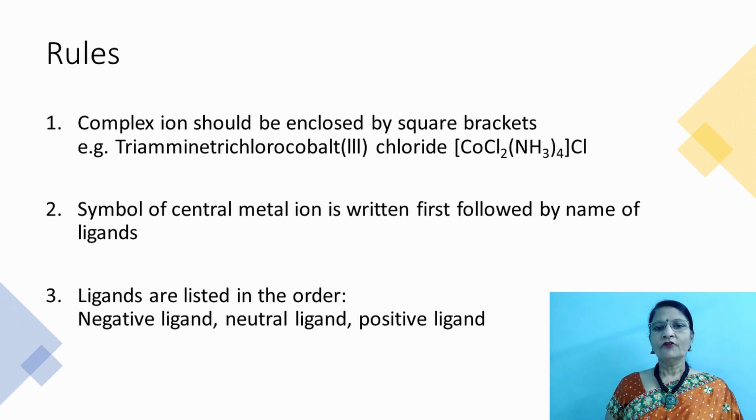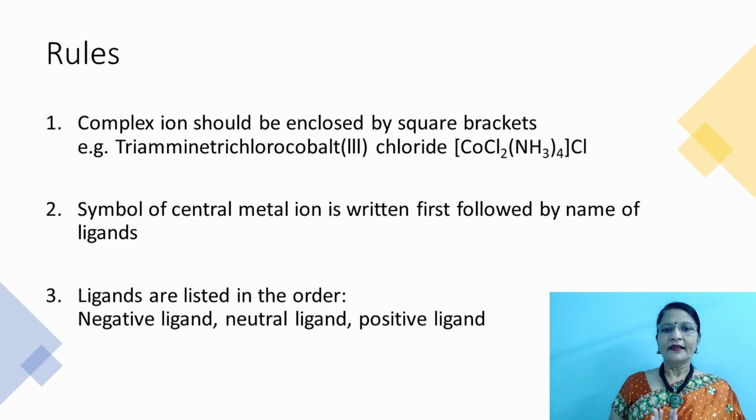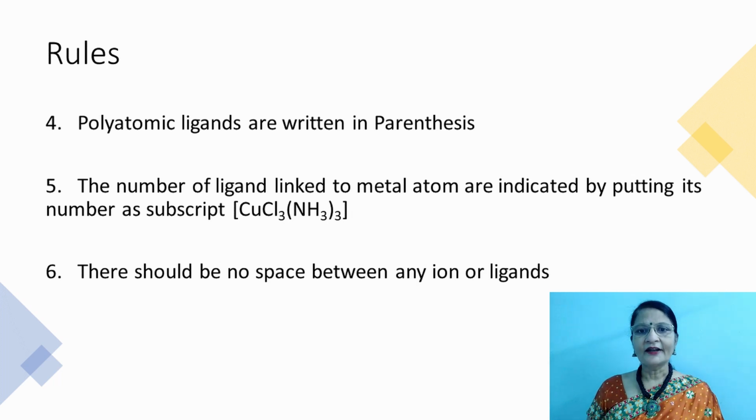But we know in case of ligand, there are three types of ligand: negative ligand, neutral ligand and positive ligand. Polyatomic ligands are written in a parenthesis, and the number of ligands linked to the metal atom is indicated by putting its number as subscript. We can see the example [CuCl3(NH3)3]. In this, Cl minus are 3 and ammonia ligands are 3, so it is written as a subscript.